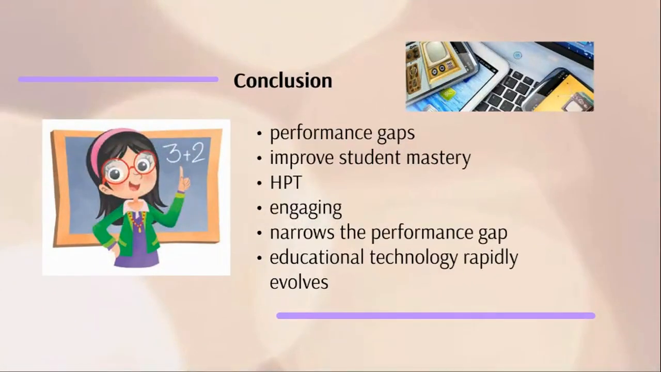In conclusion, effective education includes identifying student performance gaps and implementing strategies to improve student mastery. HPT is an approach that can be applied to education by identifying the student performance gap and finding the difference between the desired performance and actual performance. Students find educational technology, such as Desmos Classroom, engaging. The motivation to participate and persevere leads to improvement in student mastery, which narrows the performance gap. HPT is an excellent approach to continuously improve our teaching strategies, especially as educational technology rapidly evolves.